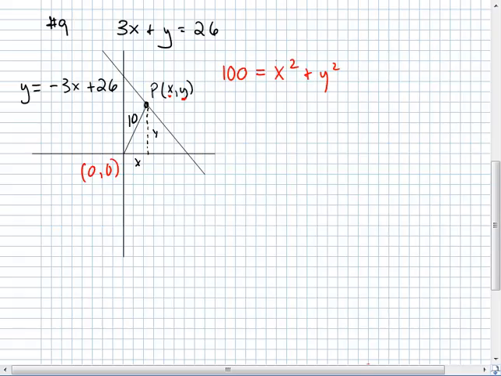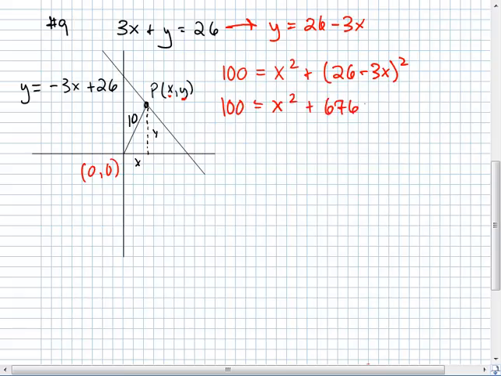But I want to get rid of my y somehow, and that's where this equation here comes in. I'm going to rewrite it so it says y equals 26 minus 3x, and that's what I'm going to write right here: 26 minus 3x. Always write it in brackets so you don't forget to square everything properly. If I use FOIL to work that out, I get 676 minus 156x plus 9x squared.